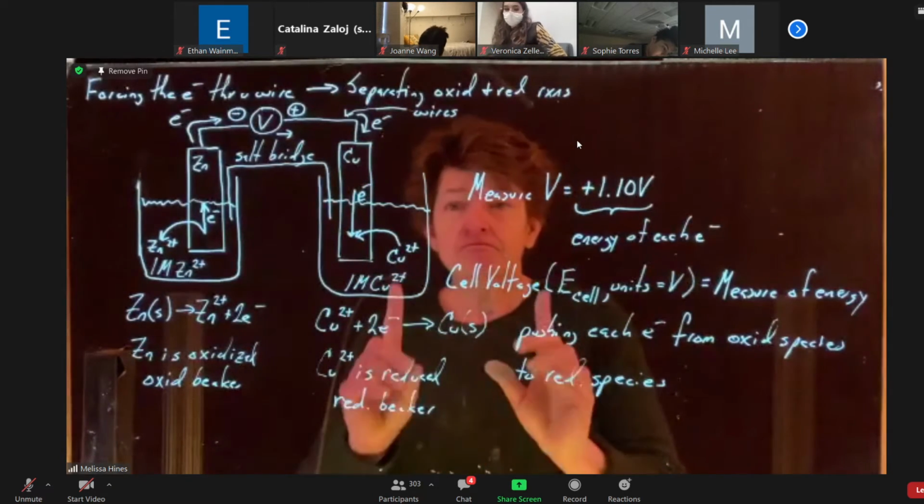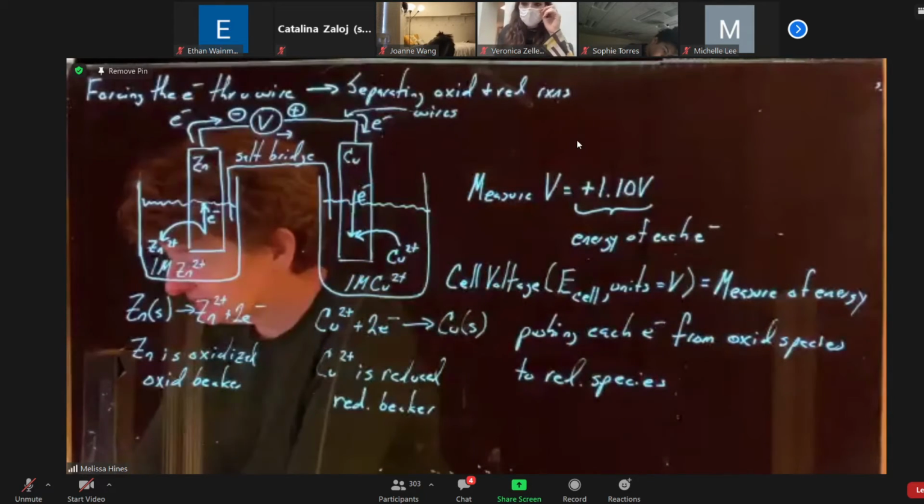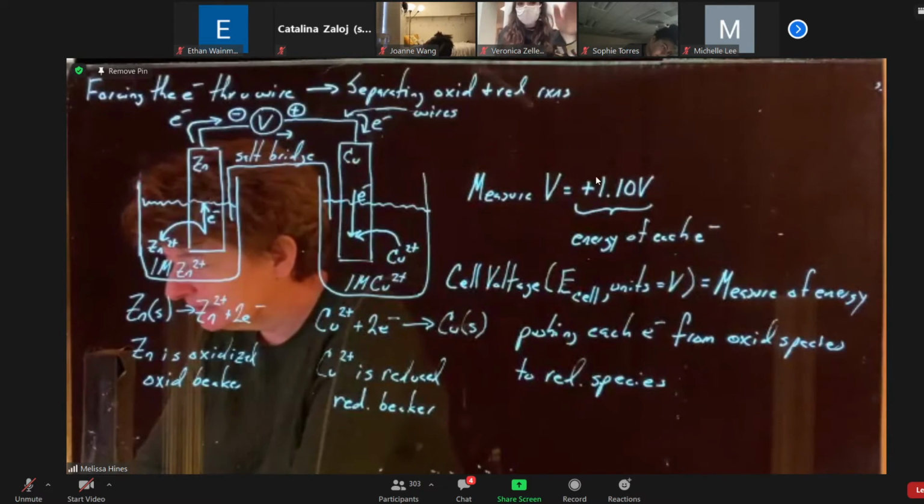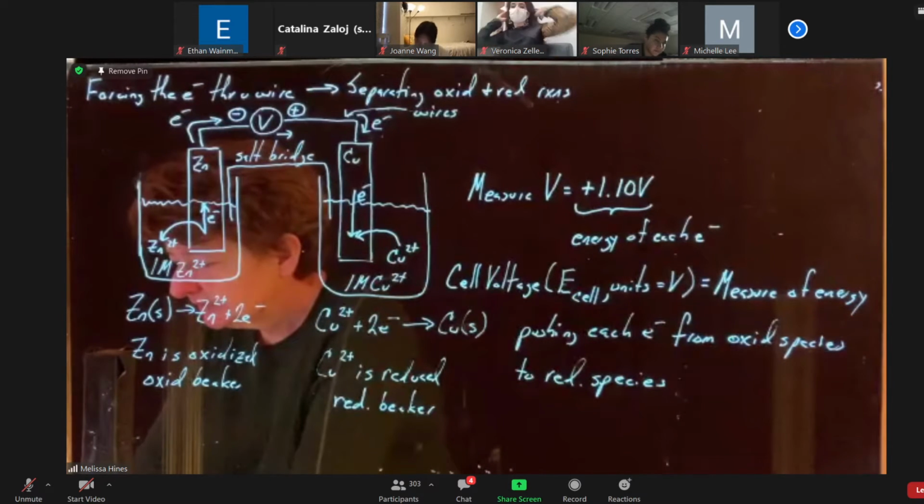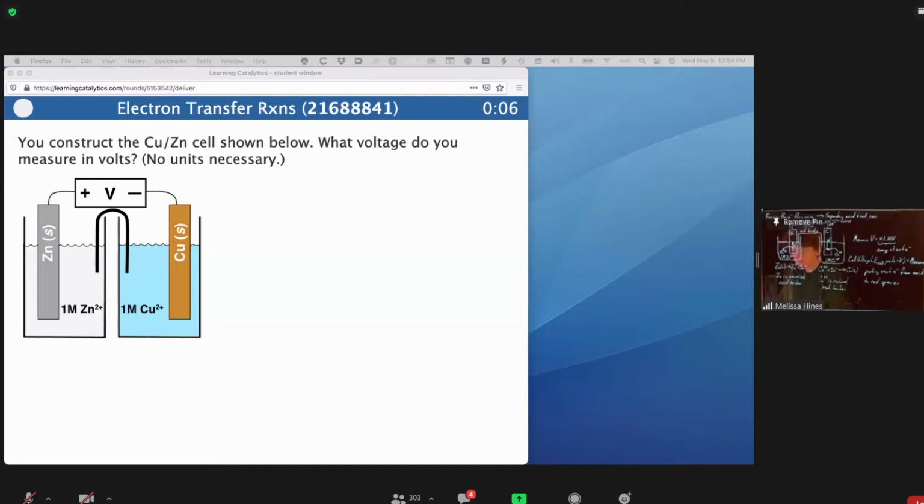Okay, let's do a quick learning catalytics to see if you understand what's going on in this setup. You construct the copper zinc cell shown below. What voltage do you measure in volts? And don't add units, just give me a number in volts.